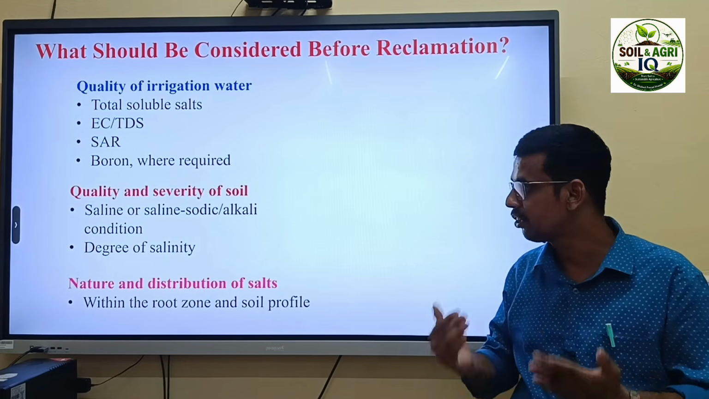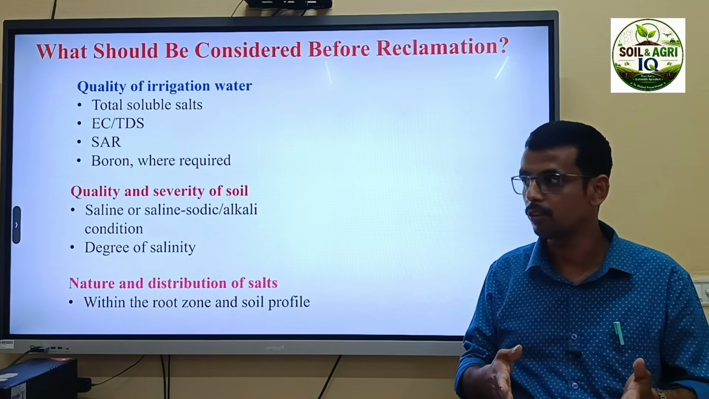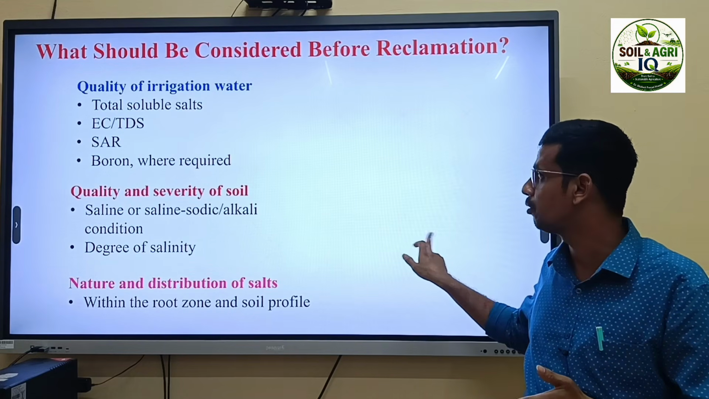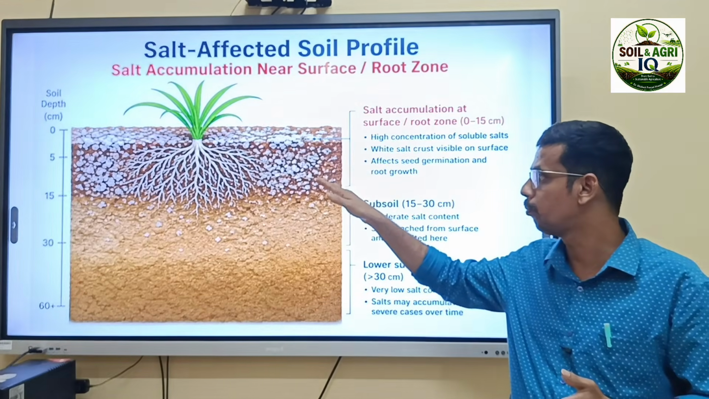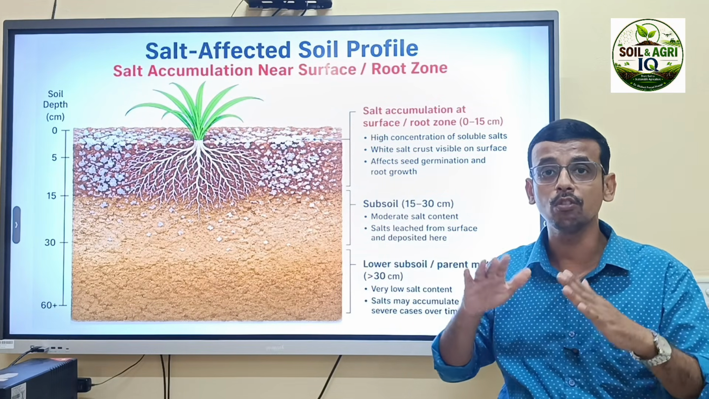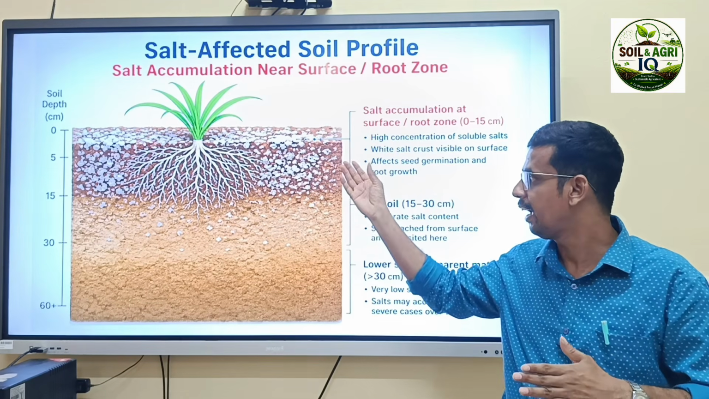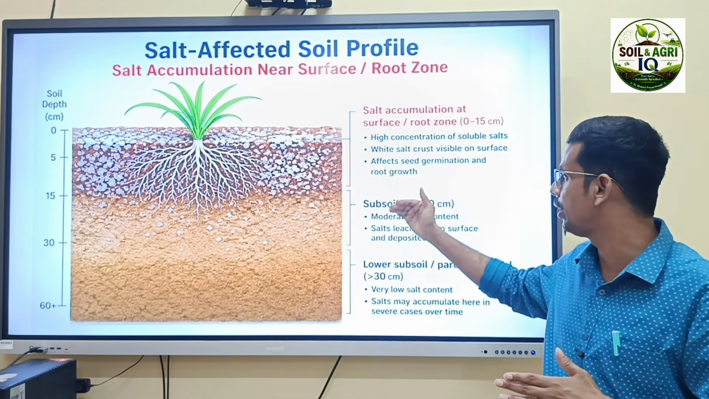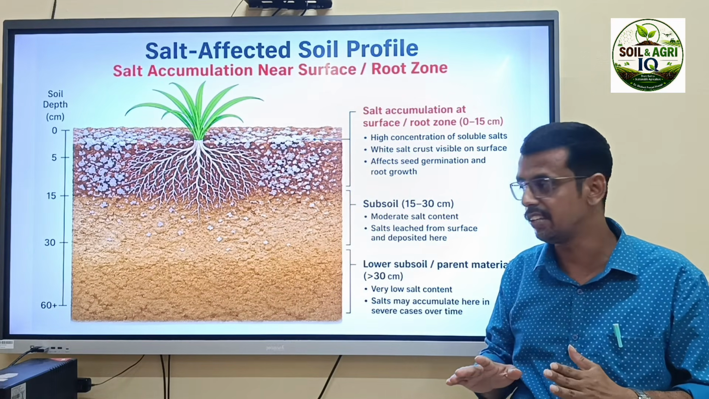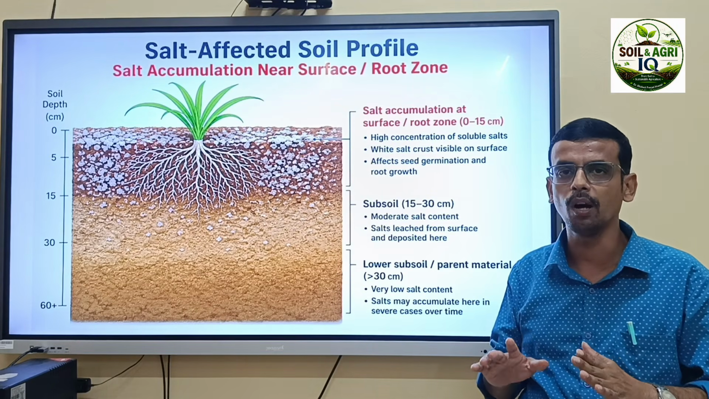Third one is the nature and distribution of the salt. Which type of salt is present? In my earlier lecture I described which type of cation and which type of anion is present in the root zone or in the soil profile. That must be considered. Mostly the salts are present on the soil surface, like a salt crust, and also in the root zone. When you go to the subsoil layer at 15-30 centimeter, the concentration of the salt decreases, and in the lower subsoil layer there is very little soluble salt present.